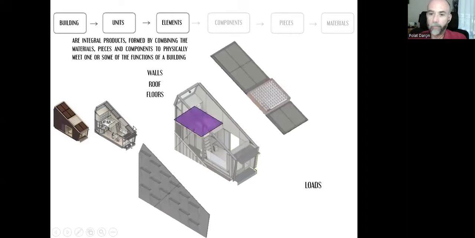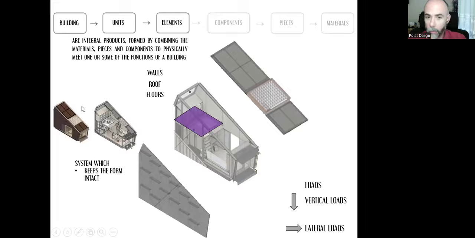or floors. And as we apply these different products on top of each other because of the gravity or because of the environmental factors, there are loads. These can be vertical or lateral loads. There are different types, dead loads, live loads. So we need a system to keep the form intact. This form of the building and the positions and the locations of the units intact. And this system will meet the loads, carry them, and transfer them safely.